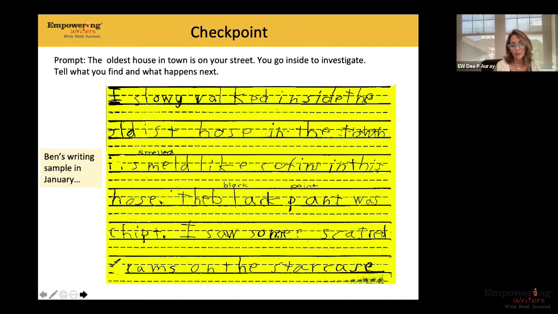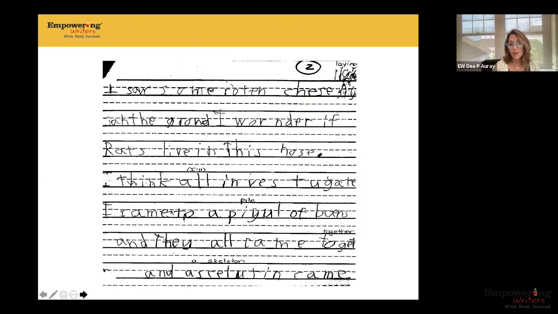Where is Ben now? I slowly walked inside the oldest house in town. It smelled like coffins in this house. The black paint was chipped. I saw some scattered crumbs on the staircase. I saw some rotten cheese lying on the ground. I wonder if rats live in this house. I think I'll investigate. I came to a pile of bones and they all came together.